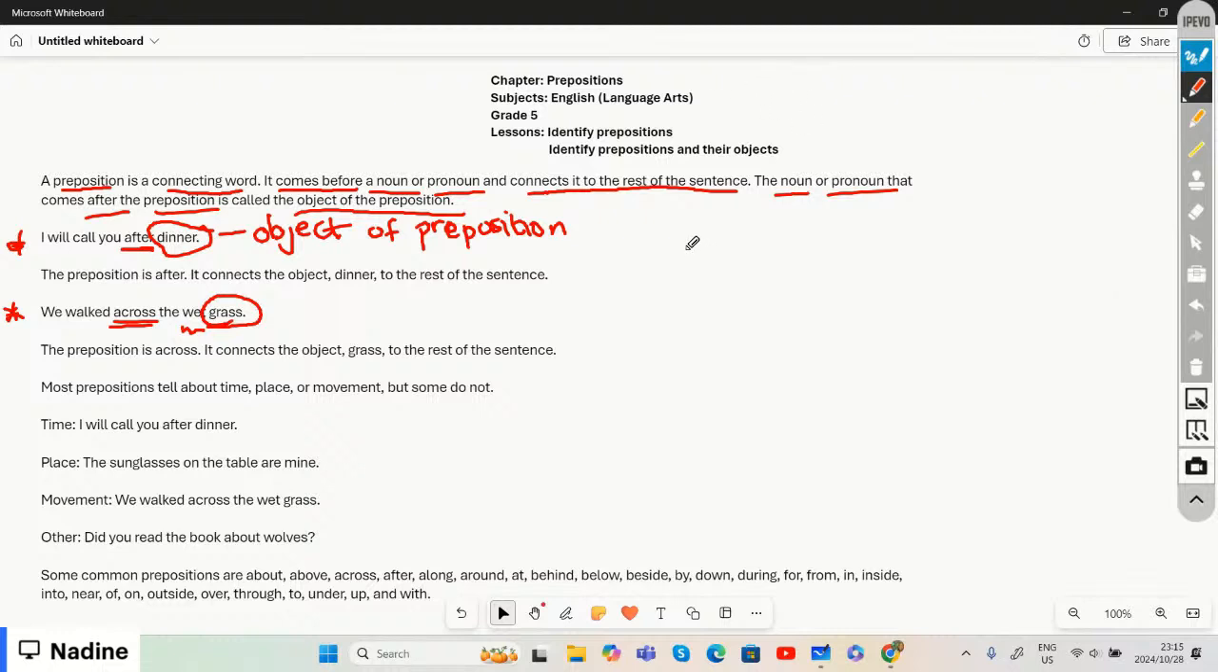And when it comes to prepositions, most of them either tell us about time or they tell us about place. Time is like saying when you are going to do something, so a preposition of time is saying when something is going to happen. Place is telling us where something is going to happen. Then we have prepositions of movement. And then, of course, we have some that do not tell us anything about time, place, or movement.